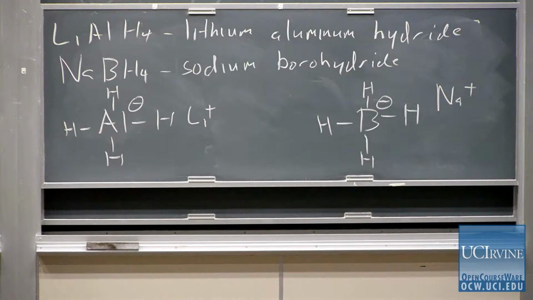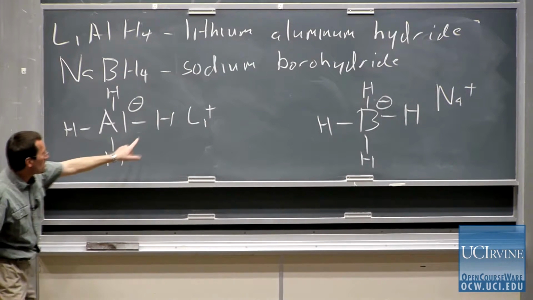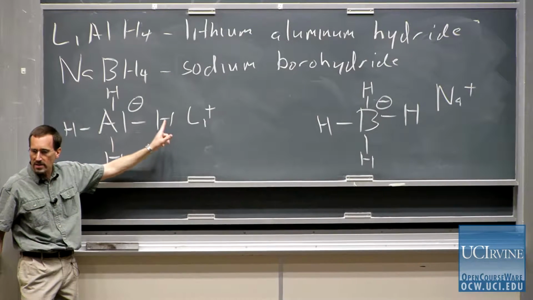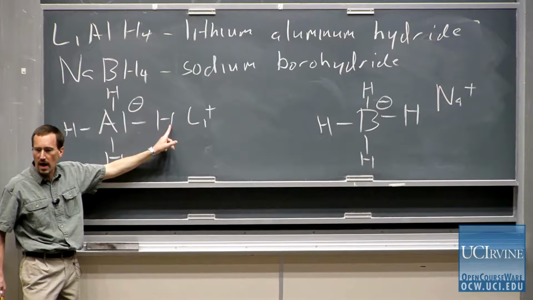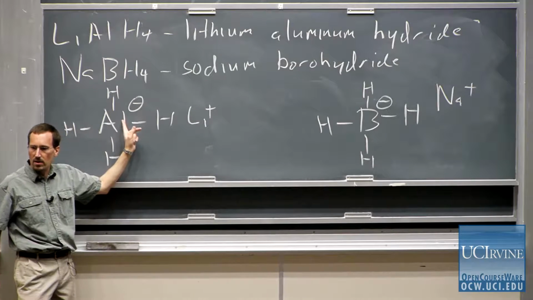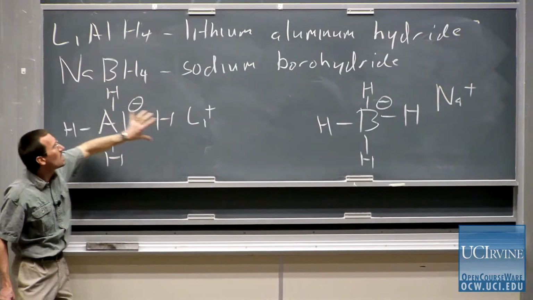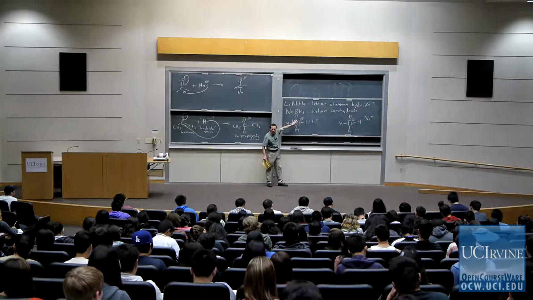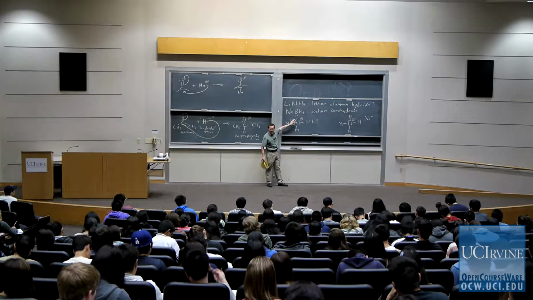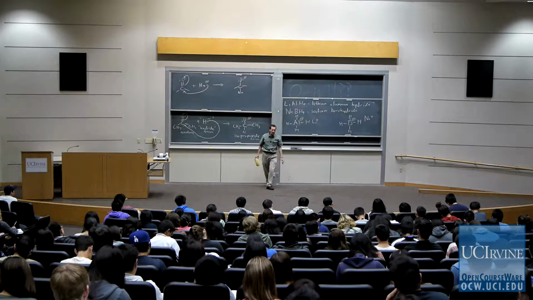The electronegativity of hydrogen is about 2.2. The electronegativity of aluminum is about 1.6. The electronegativity of boron is about 2.0. In other words, in all of these species, you have the bonds polarized to having more negative charge on hydrogen than on the metal, but in the case of aluminum hydride, they're even more polarized. In other words, aluminum hydride is a more reactive anion. Lithium aluminum hydride is more reactive.